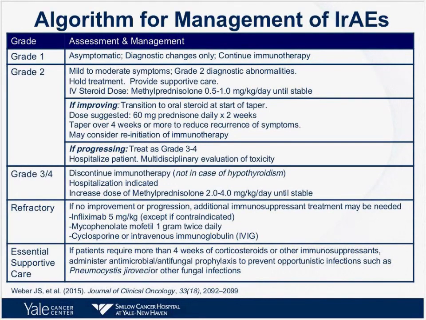If, however, they are progressing or have recurrent grade 2 toxicity, you want to treat them as a grade 3 to 4. Certainly work with our colleagues for multidisciplinary evaluation of the toxicity. Grade 3 and 4, in general, there is a discontinuation of immunotherapy, as I mentioned before, not in the case of the hypothyroid where the patients can receive thyroid repletion. Methylprednisolone may need to be increased. If patients are refractory, an additional immunosuppressant may be required, such as infliximab, mycophenolate, cyclosporin, or IVIG.